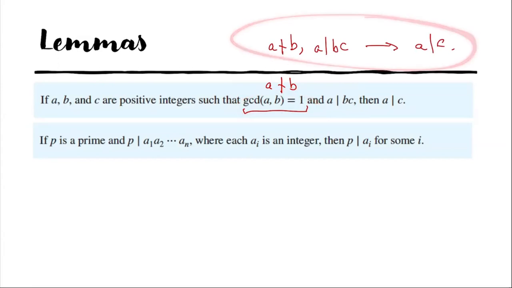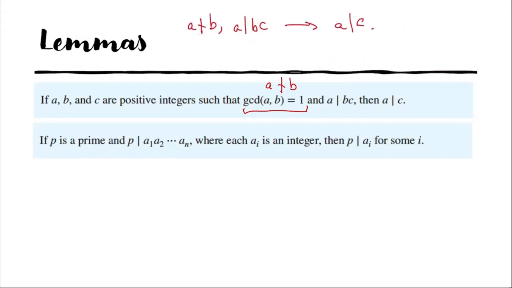Can anyone give me a counterexample? Give me an example of A, B, C, where A does not divide B, A divides BC, but A does not divide C. Can anyone give me a counterexample of this case? Can you give me an example of A, B, C where it will satisfy the condition here, but fail the conclusion here?